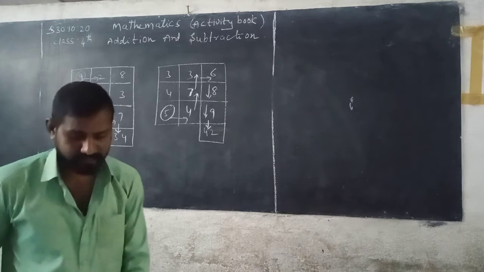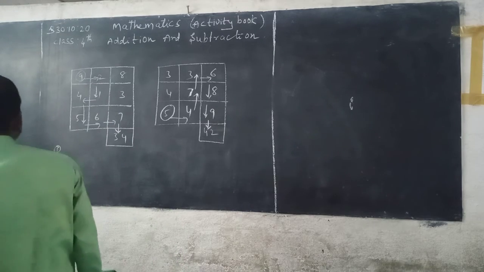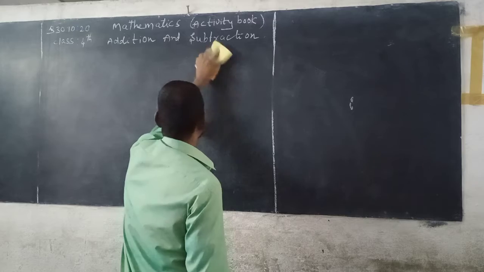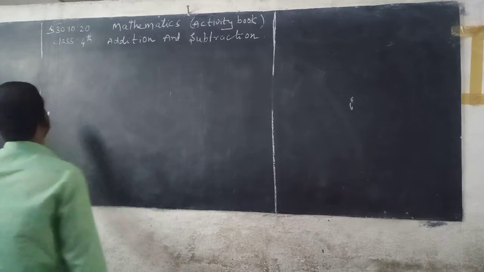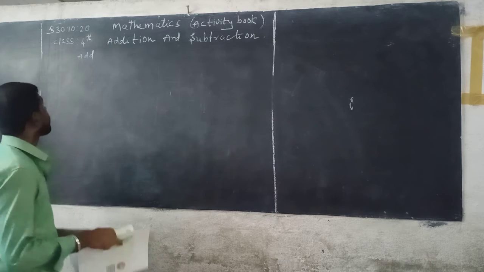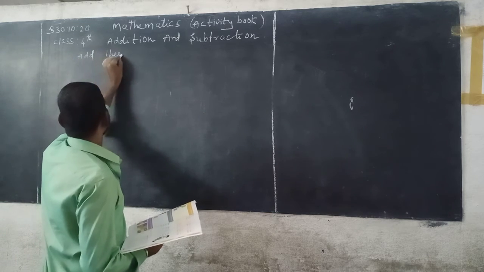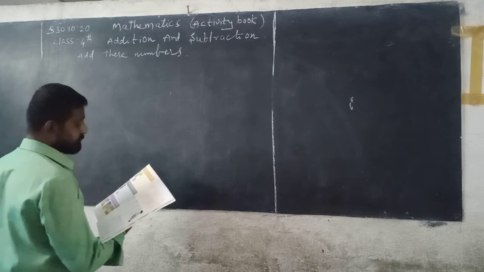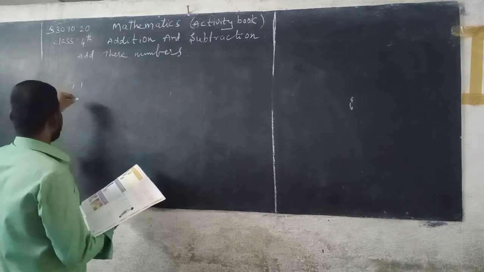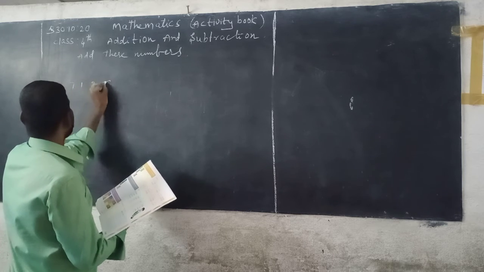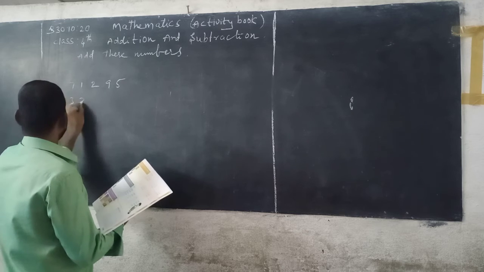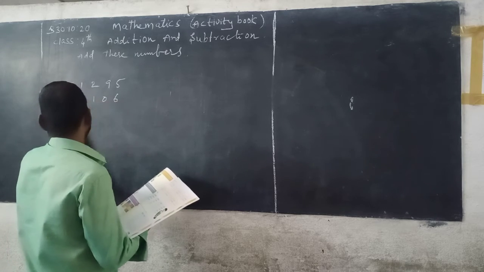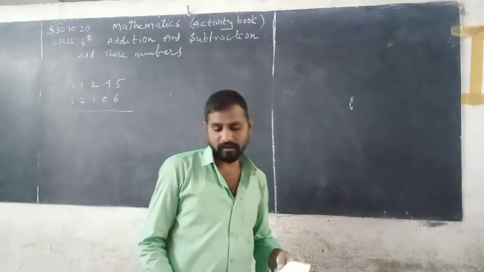Now next, add these numbers. First one, 71,295 plus 32,106. So first, write the given numbers column-wise according to their places.